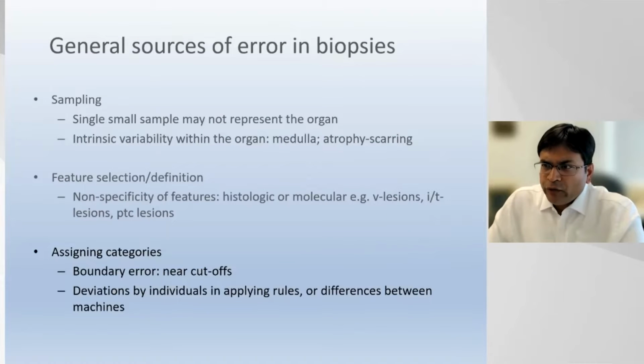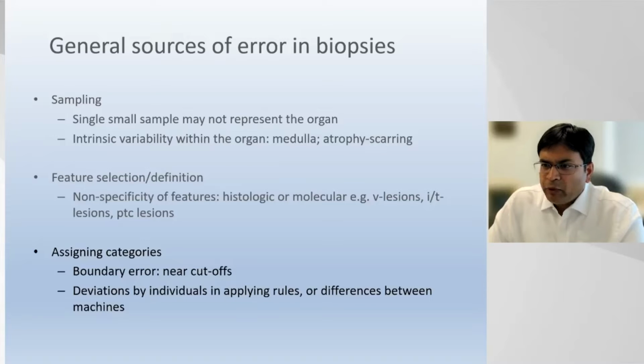So what are the sources of errors in histologic biopsy interpretation? One may be sampling errors, in that a single small sample may not represent the entire organ. There may be issues with the location of the organ that is biopsied. For example, the medulla may not be as reliable compared to the renal cortex for the diagnosis of rejection.